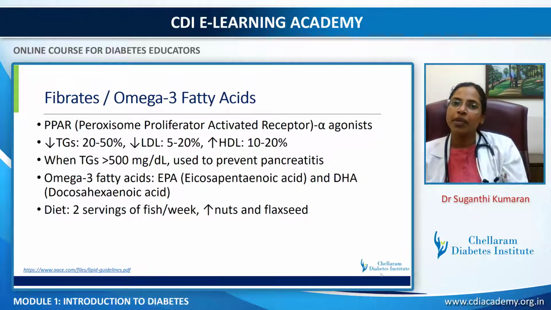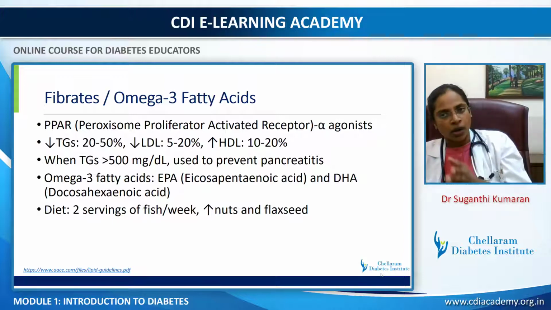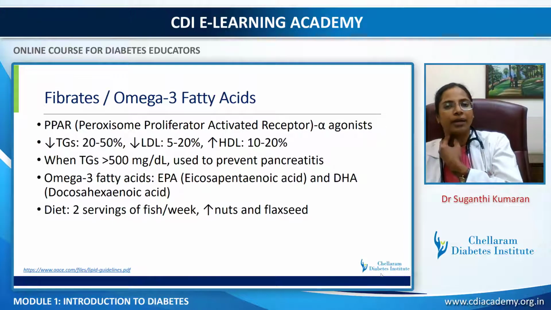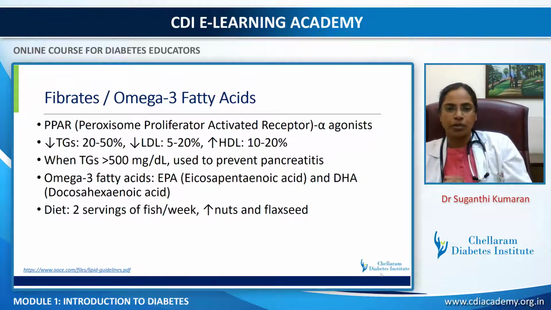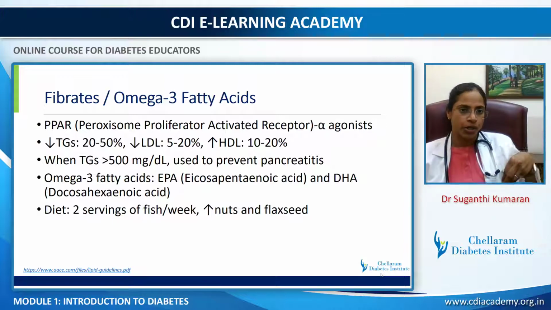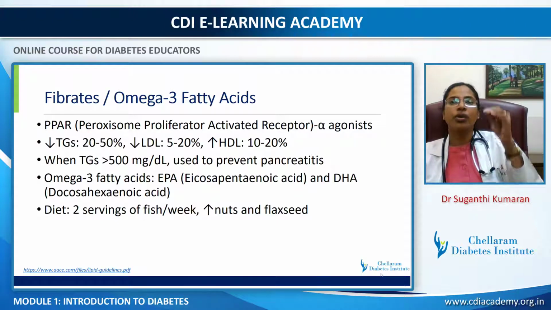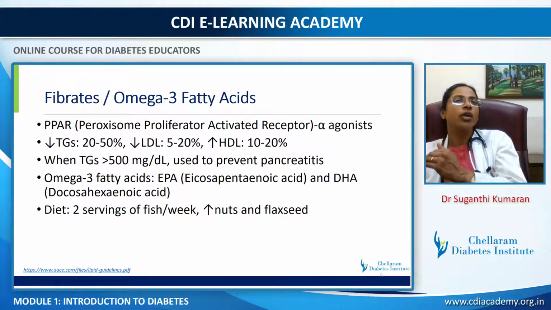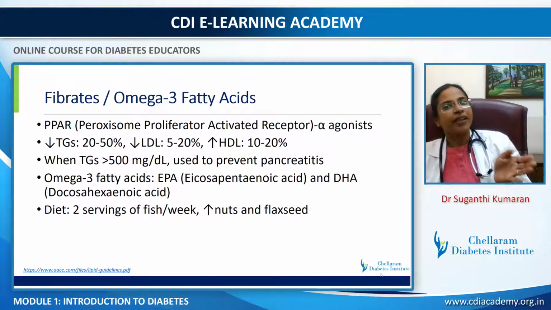Third category of medicines are fibrates and omega-3 fatty acids. Fibrates belong to what is called the PPAR, peroxisome proliferator activated receptor, alpha agonist category. It decreases the triglycerides. Fibrates mainly reduce the triglycerides. On the side, it also happens to help with the reduction in LDL. It increases the HDL a little bit, 10 to 20%. When triglycerides are more than 500, fibrates are indicated, used to prevent pancreatitis. More than helping with the cardiovascular disease reduction, fibrates are given to reduce the triglyceride so that the patient will not get pancreatitis.